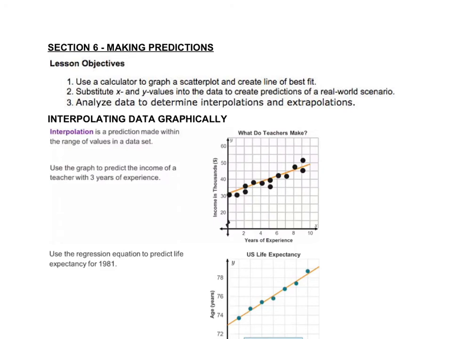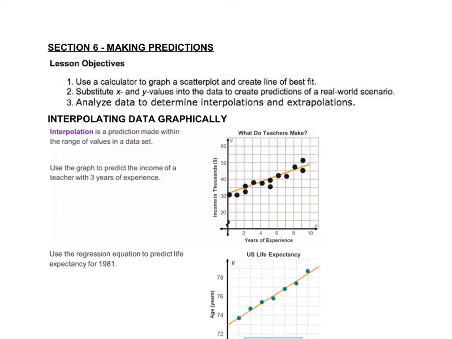This is a video over section 6, and what we're going to be doing is making predictions, okay? So we're going to first use a calculator to graph a scatter plot and create lines of best fit, and we are going to substitute x and y values into the data to create predictions of real-world scenarios. And then we're going to analyze data to determine interpolations and extrapolations, all right?